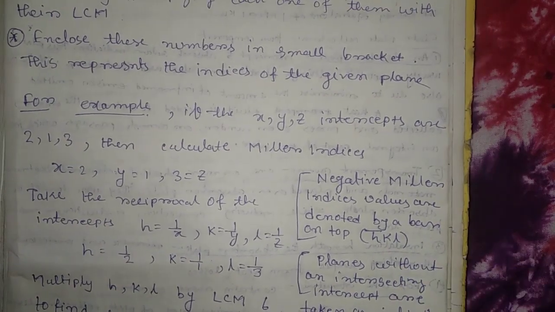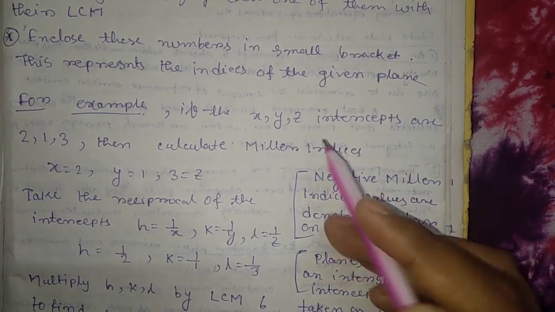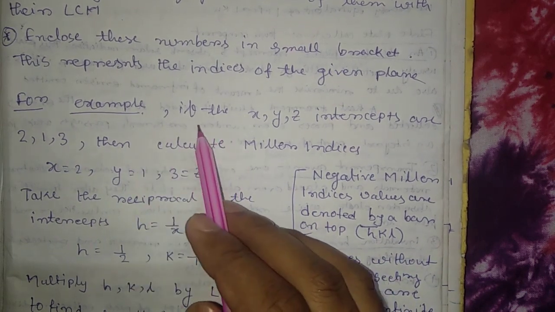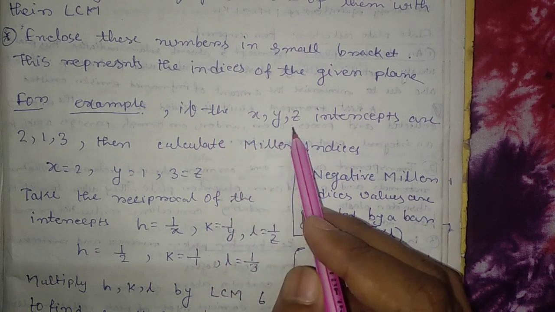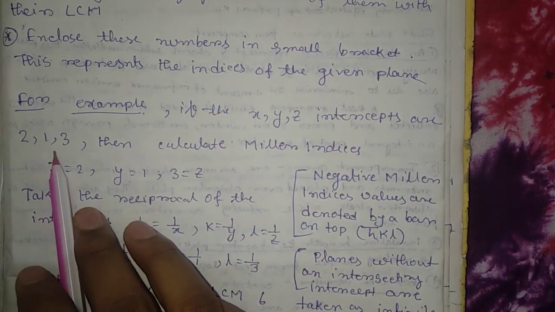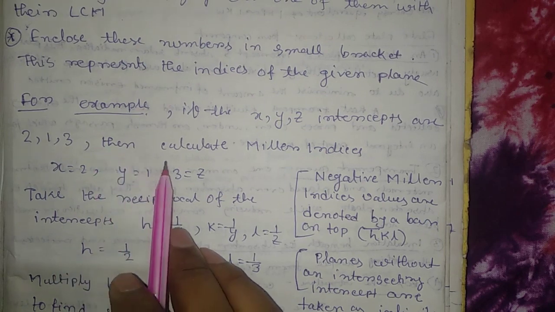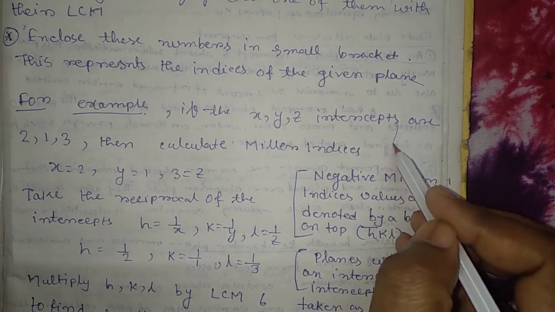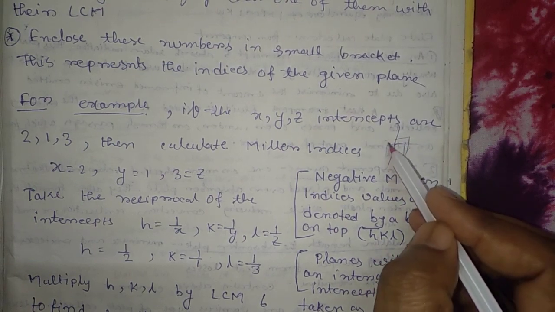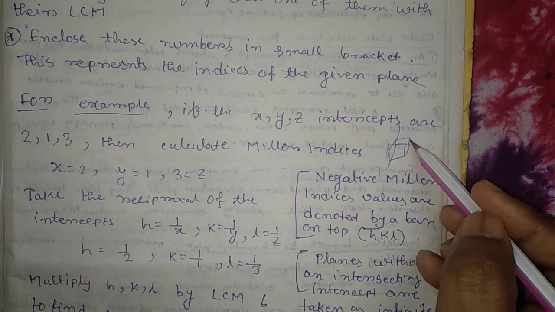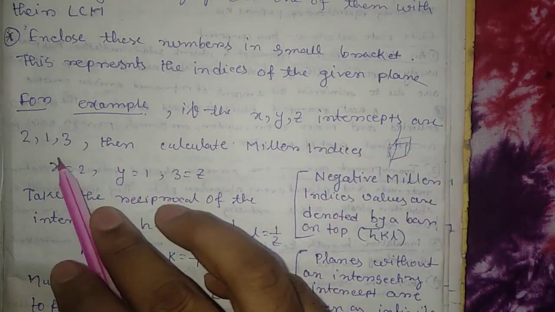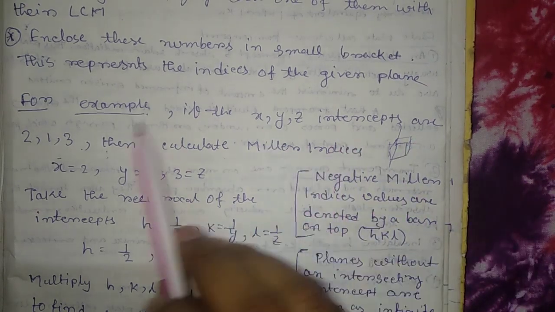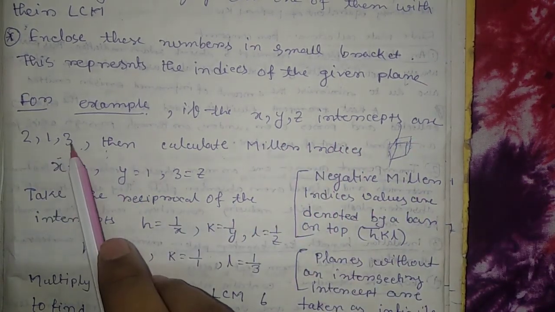Now it's a very easy thing. In this example, suppose the x, y, z intercepts are given as 2, 1, 3, and you have to calculate the Miller indices. Suppose this is the intercept point, and this is the atomic arrangement of a cubic unit cell, you know that. So the first step is the intercept points: x is equal to 2, y is equal to 1, and z is equal to 3 here.